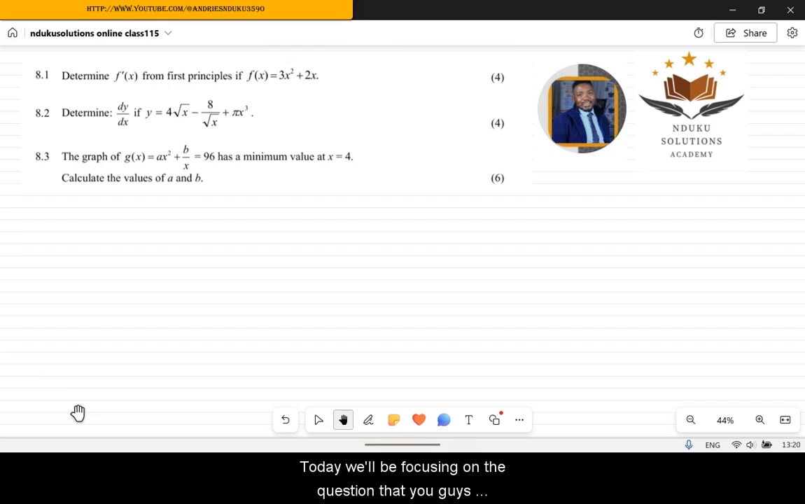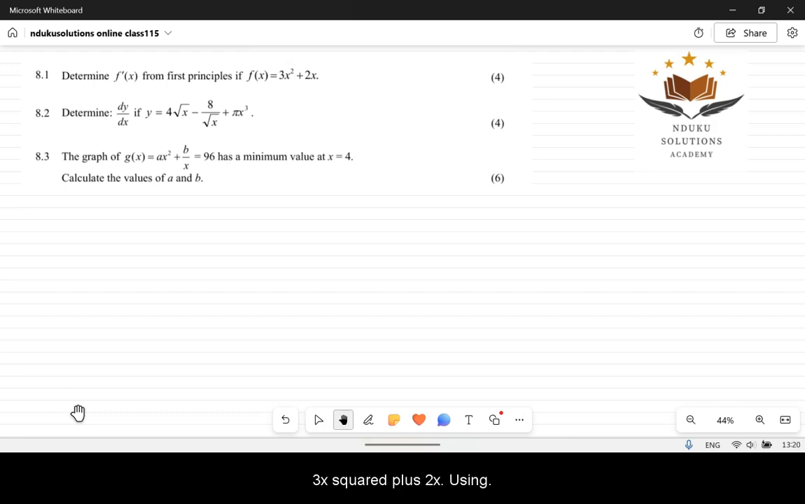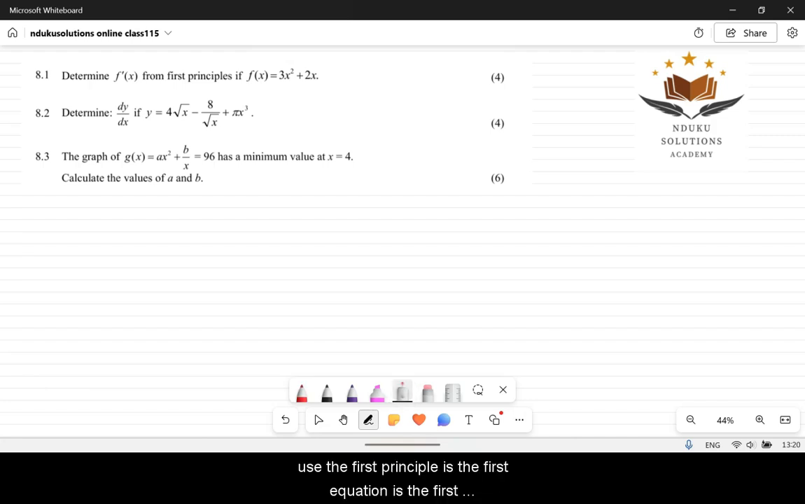Today we'll be focusing on the question that you sent, the 8.1 calculus. The first question says determine, from the first principle, the derivative of f at x equals 3x squared plus 2x. The key here is for you to understand that we need to use the first principle. It's the first problem in calculus. You better use first principle, because if you use the rules you will not get any marks. Just use the first principle.